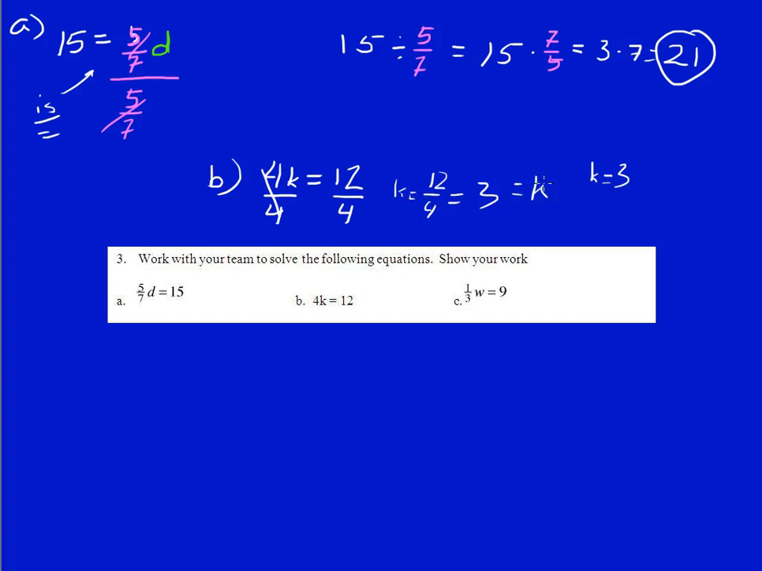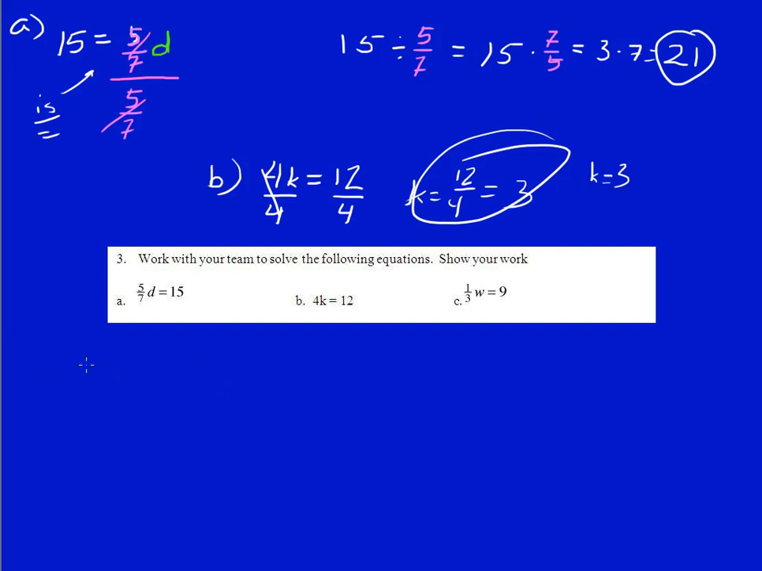Let me do that one more time, that was really screwy, sorry. You would do 4k divided by 4, cross those out, equals 12 divided by 4. Then you would just write k equals 12 over 4, which equals 3. And that is the kind of answer that I want to see.